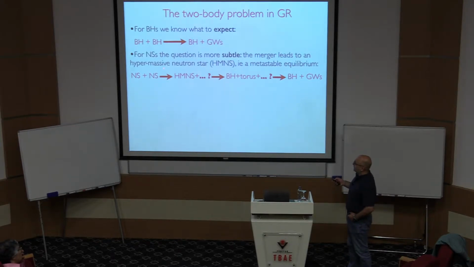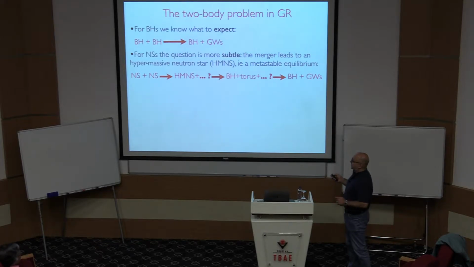What they produce is what is called a hypermassive neutron star. That is, a neutron star which has a mass way too large to be sustained through uniform rotation, and so it is differentially rotating. But this is a metastable object. It is not in equilibrium. It is there just because of differential rotation, and after a while it will collapse to a black hole, and some of the matter of this star will produce a torus, simply because it is on stable orbits. But the torus will eventually accrete onto the black hole, and that's why eventually you end up with a black hole plus gravitational waves.